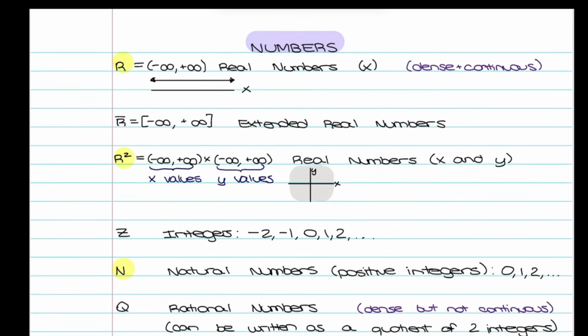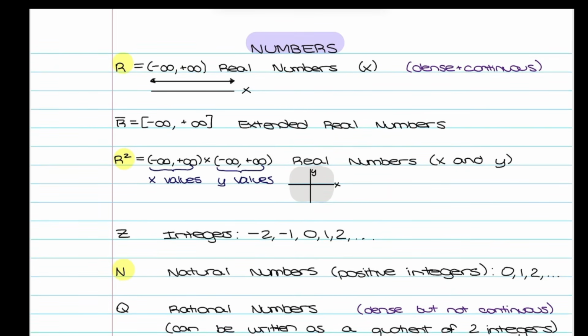So these are little things that you should pay attention to in exercises if they mention that a set is a subset of R or a subset of R2, because that's going to affect how you represent it graphically. Then we have the integers, which are all the whole numbers, including also the negatives. So these are some examples here.